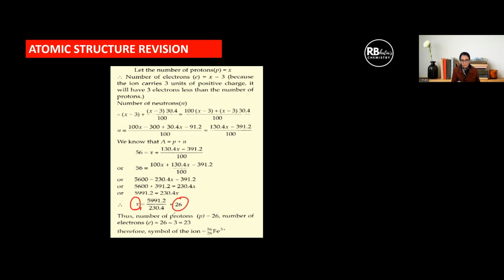It's all calculation. You'll try that yourself. So number of protons, X was supposed to be number of protons. Number of protons is 26. Electrons, you subtract 3, you get 23. So what will be the symbol? It will be Fe, and number of protons is 26. Mass number is already given 56 and 3 units of positive charge. So this is the symbol of the species.